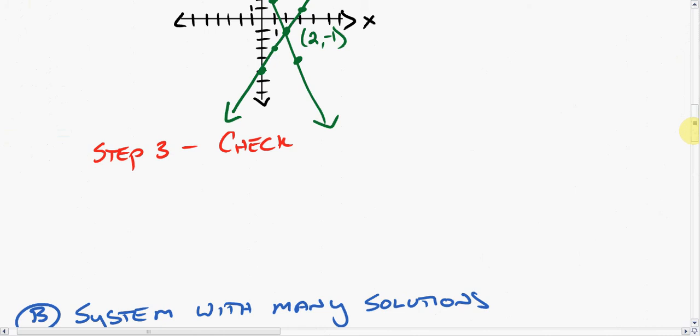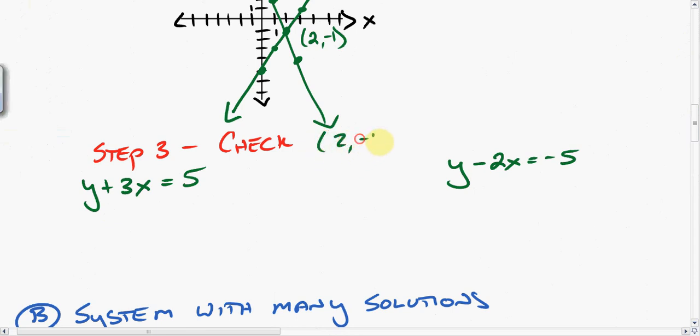So, when you check, make sure you go back and use the equations from the original system. So we have 2 equations. One's y plus 3x equals 5. And the other one was y minus 2x equals negative 5. And these are both my original equations. So I'm going to plug in the point 2, negative 1. Right? So remember 2, negative 1, the ordered pair is x comma y. So I'm going to plug in 2 for x and negative 1 for y.